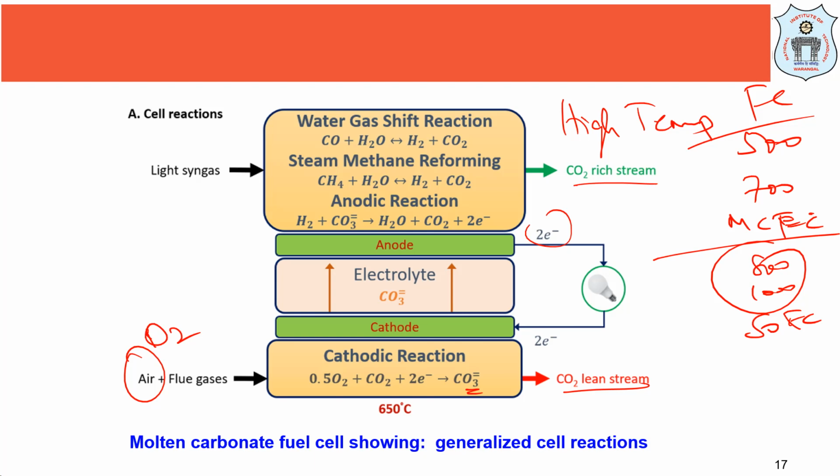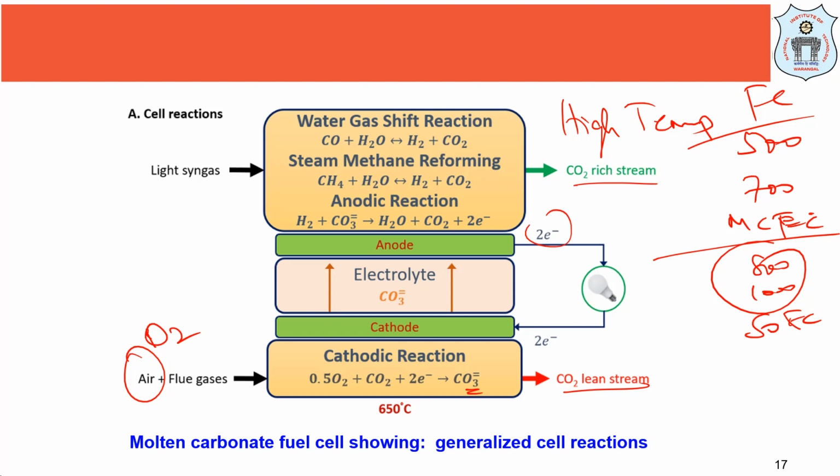Okay, so with this backdrop, that is the reaction that is taking place, which you can see here. What is happening here is carbon monoxide plus water will form hydrogen plus CO2. If you are using methane also, methane plus water will form hydrogen plus CO2, which is called steam methane reforming. Then we have carbon monoxide, whatever is present. Carbon monoxide plus water will form H2 plus CO2, which is called the water gas shift reaction.